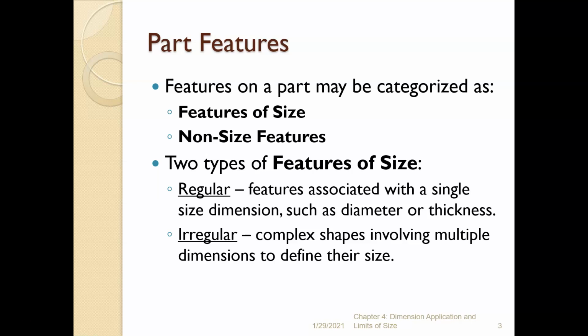A non-size feature is something that would be, for example, just a surface. Okay, so the surface of a part would be a non-size feature. Now you might say, wait a second, that surface has a size, right? It has a length and a width. But we're talking about three-dimensional size. And a surface, technically speaking, is infinitely thin. There is no thickness with a surface, whereas a feature of size is a three-dimensional feature, a three-dimensional element of a part.